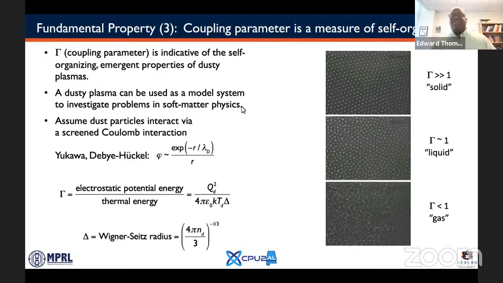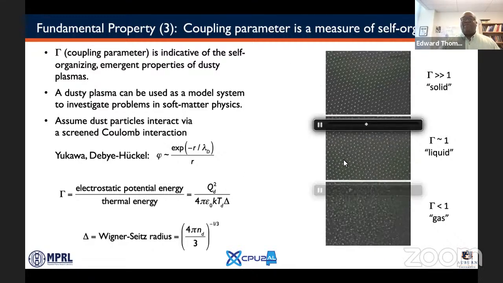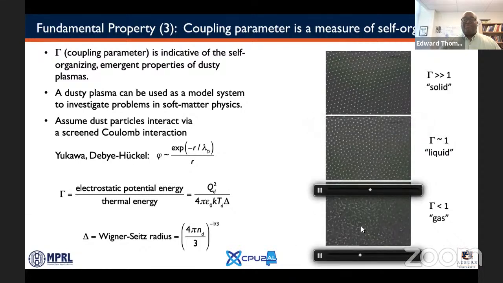And I promise you that there are three movies running here. There's a movie at the top, a movie in the middle, and a movie at the bottom.